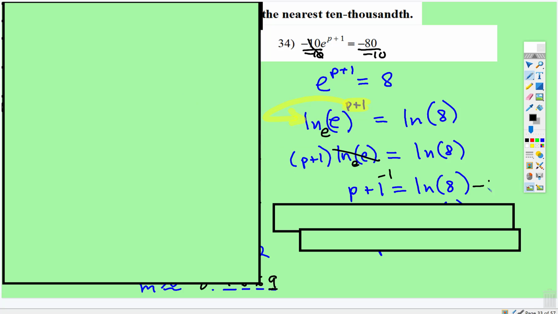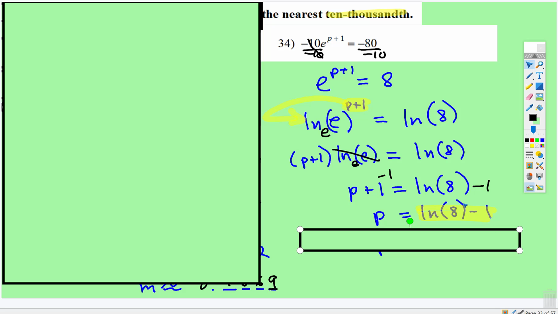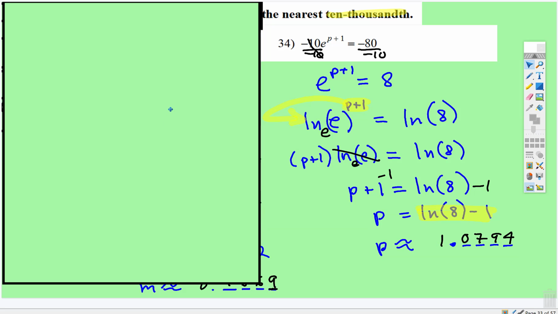We're just going to subtract 1. So p is equal to the ln of 8. Now, this right here is the exact answer, but we need it rounded. So when you put ln of 8, close the parentheses, subtract 1, it rounds to this value right here. All right, that's it for this one.